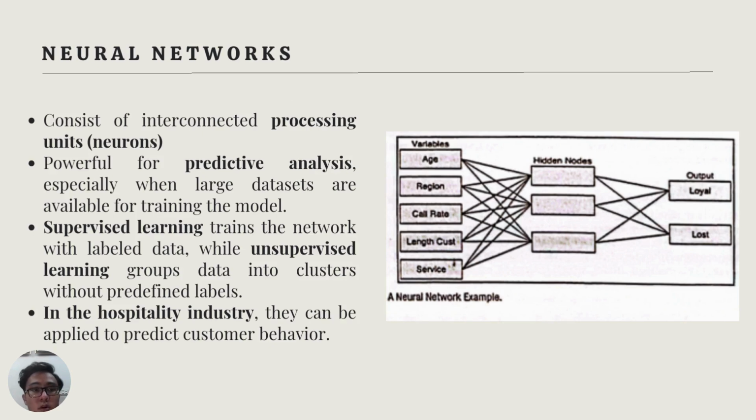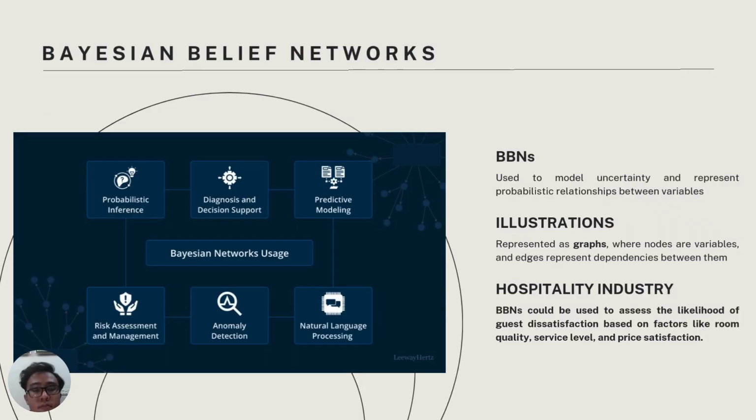The neural network consists of interconnected processing units or neurons. They are powerful for predictive analysis, especially when large datasets are available for the training of the model. Supervised learning can train the network on labeled data, while unsupervised learning groups data into clusters without predefined labels. In the hospitality industry, they can be applied to predict customer behavior.